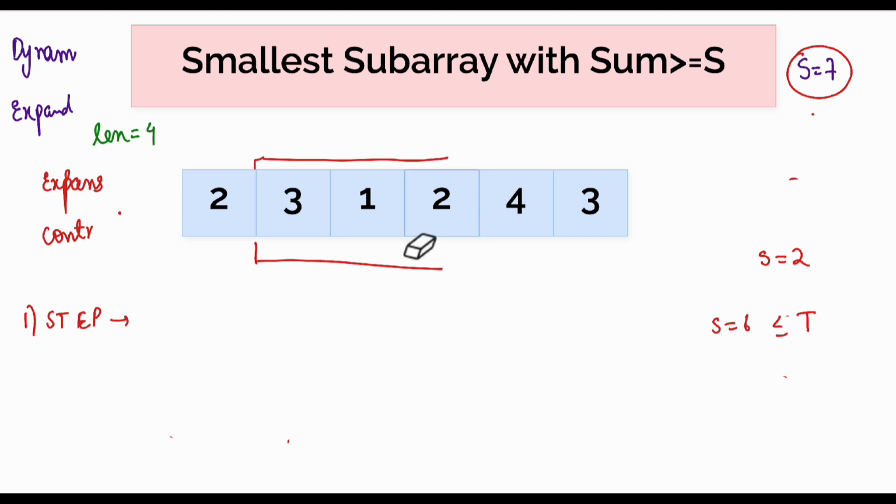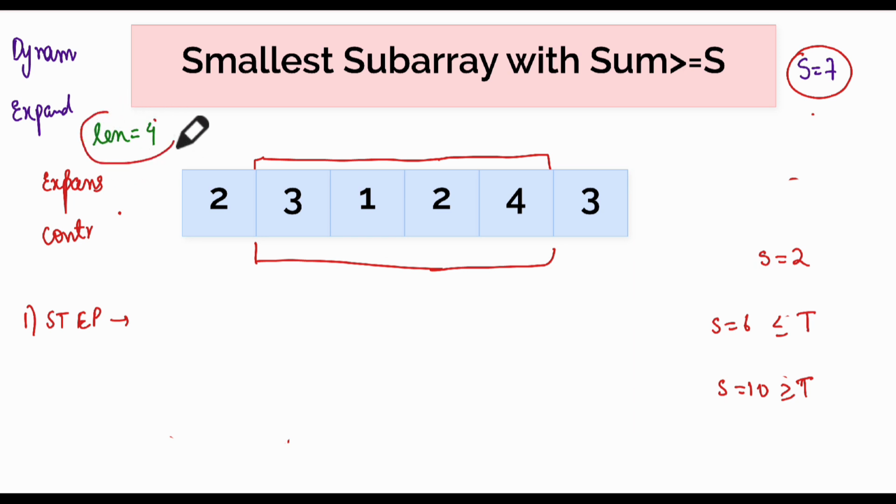So this is gone. Now I will expand this. Now this is expanded. Okay, now this sum: 4 plus 2 is 6, plus 3 is 9. So this sum is equal to 10, which is greater than or equal to the target. Yes, so this array is acceptable, but again its length is 4.